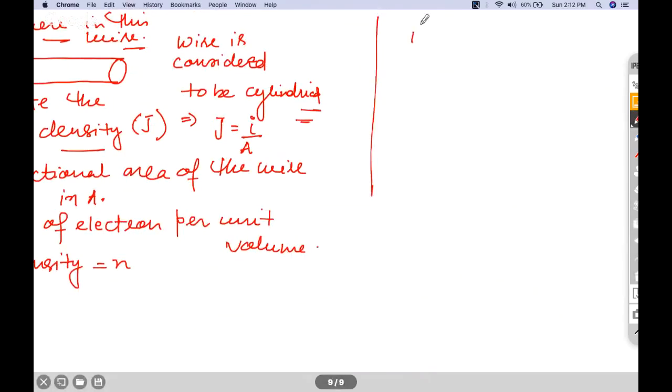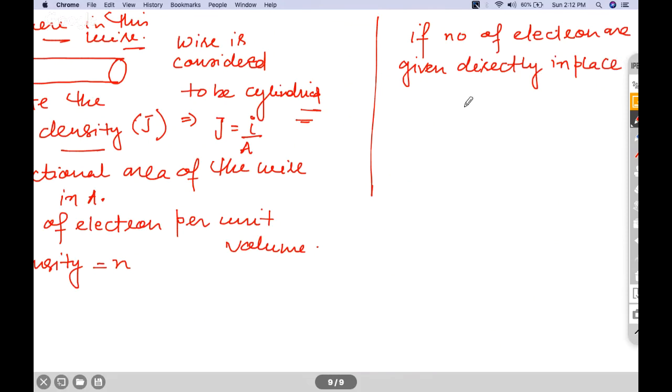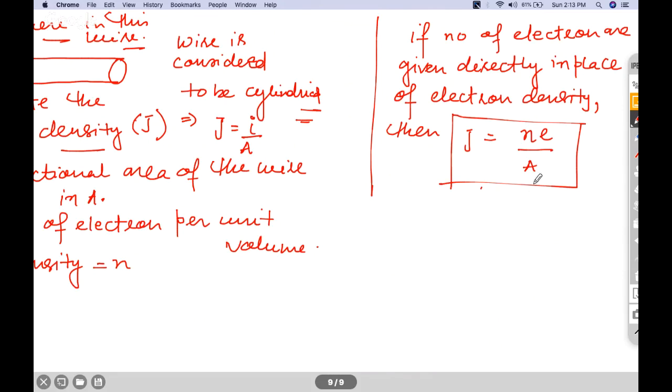If the number of electrons is given directly in place of electron density, I have explained this concept in the class, then J can be written as J is equal to Ne divided by A. That's the formula, nothing else. This is the formula where N is the number of electrons.